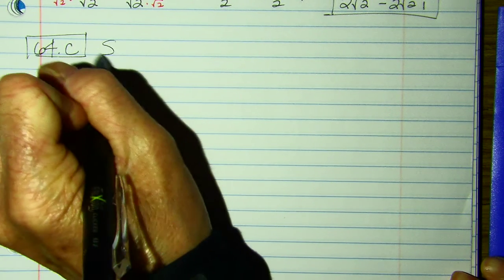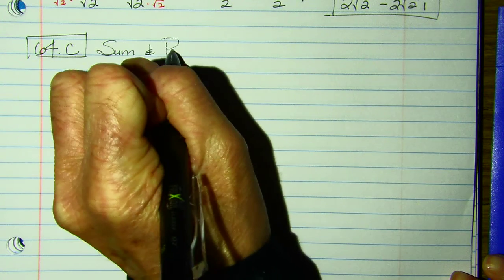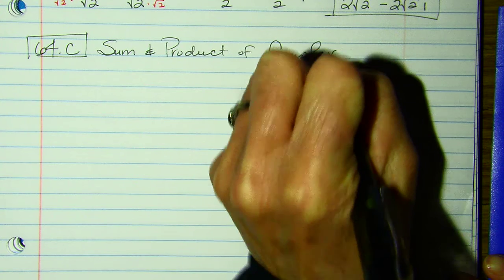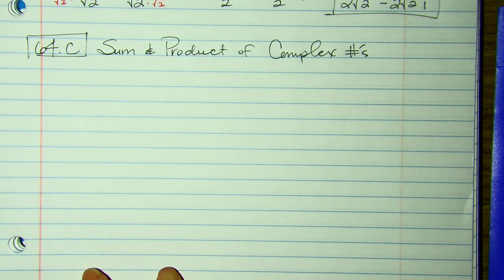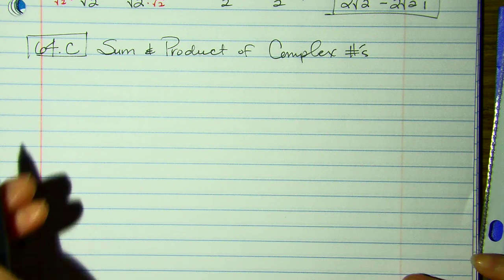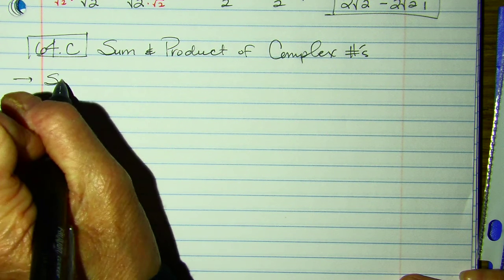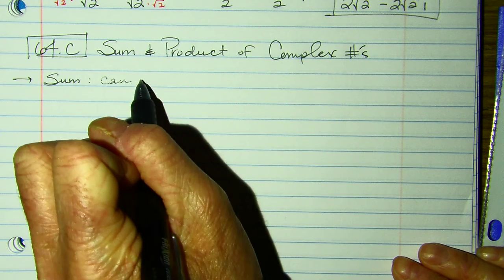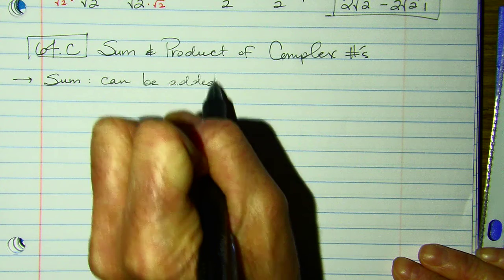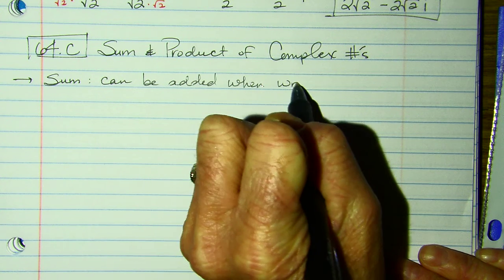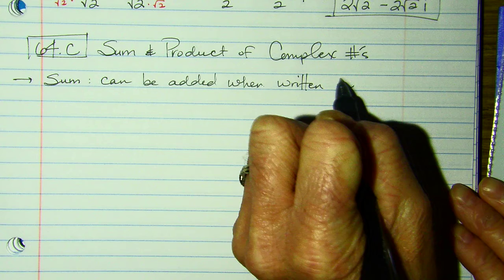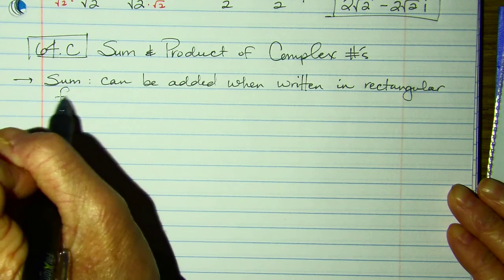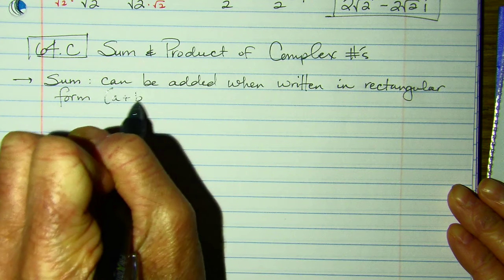64.C is finding the sum and product of complex numbers. And let's start simple. So the sum: when I do the sum, it can be written in rectangular form. So it can be added when written in rectangular form, meaning a plus bi.